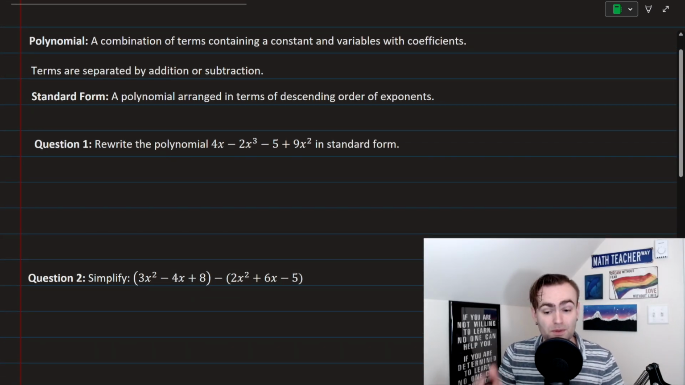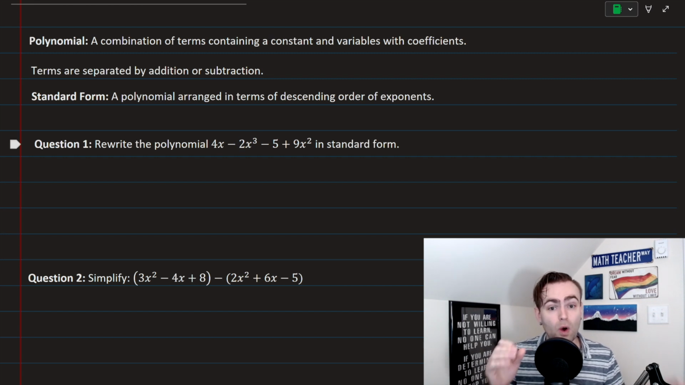So let's rewrite a polynomial, specifically 4x minus 2x cubed minus 5 plus 9x squared, in standard form. So we are going to take each term with the operator in front of it. And if it doesn't have an operator in front of it, it is positive. And if it has a negative in front, it's negative. And minuses just mean negative.